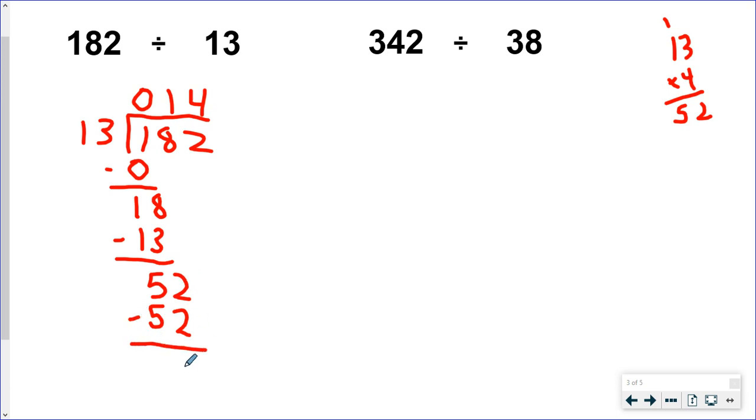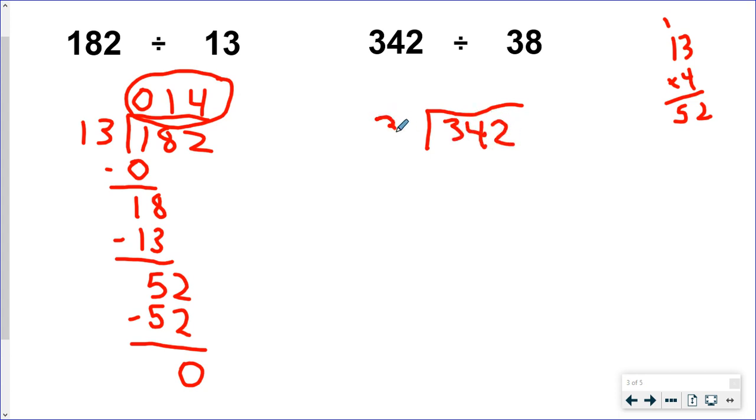Subtract. 52 minus 52 is 0. Mr. Johnson told me I should get zeros down here, and I do. So that means my final answer is 14. Okay. Now, in some problems, it is possible that maybe the first 2 numbers are going to be zeros. And I think this one's going to be exactly like that. So I'm going to go ahead and put the 342 inside my curvy box here. And then I'm going to put the 38 out front.